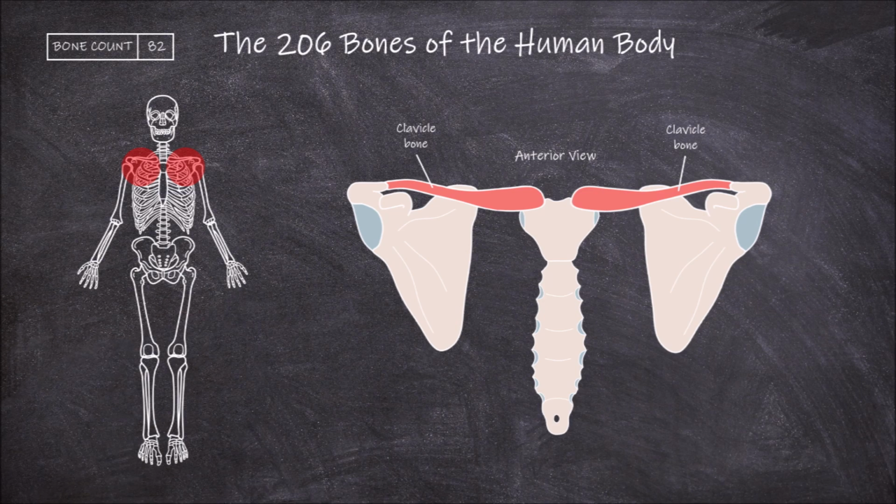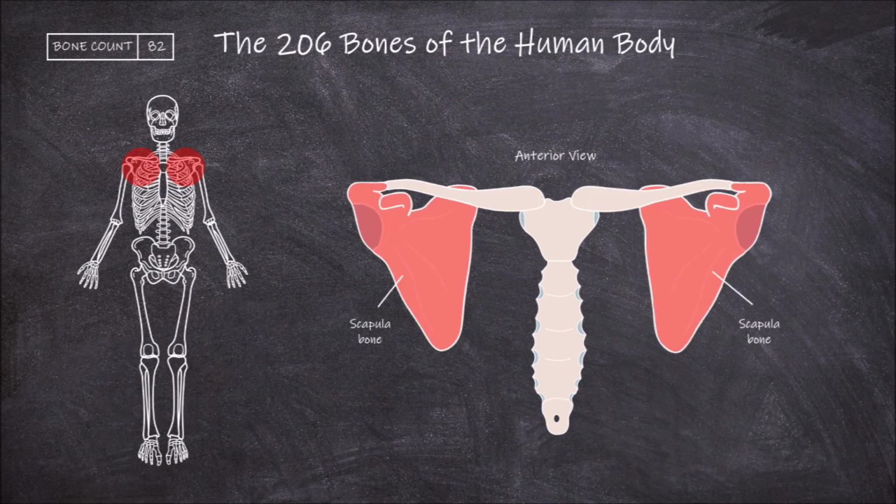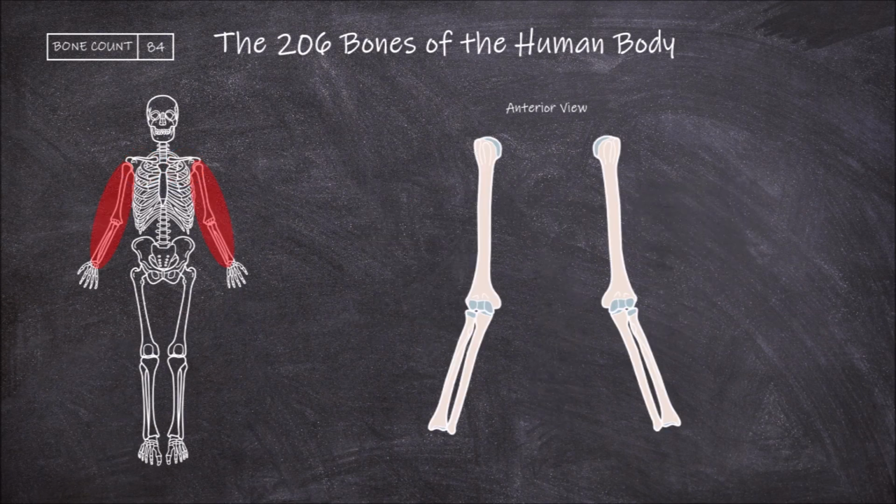Next up are the 2 scapular bones, one on each side of the body. This takes the total up to 84 bones. If we now look at the bones of the arms, we have the next 6 bones. First are the 2 humerus bones, one in each upper arm. This takes us up to 86 bones.